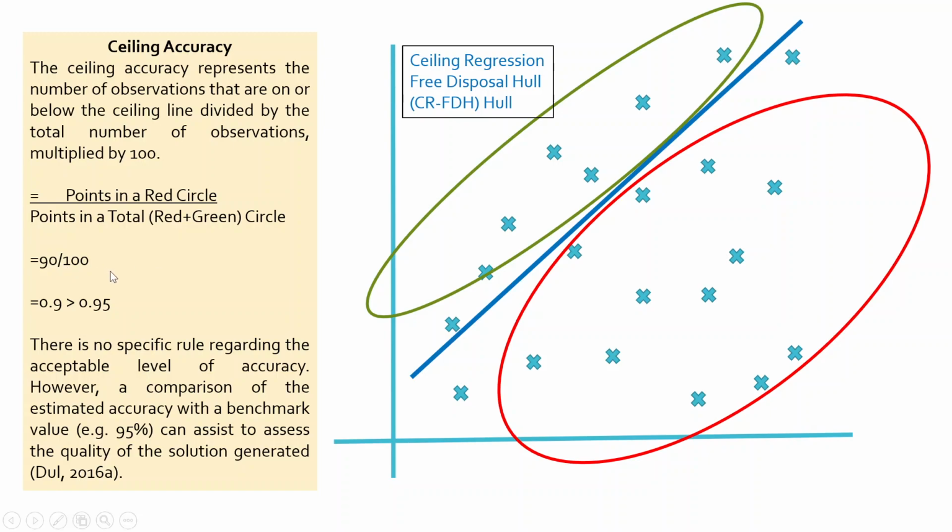So it is 90 divided by 100. If this value is more than 0.95, we will say that the ceiling accuracy has been achieved. There is no specific rule regarding the acceptable level of accuracy. However, the authors have suggested that any value which is above 0.95 is acceptable.